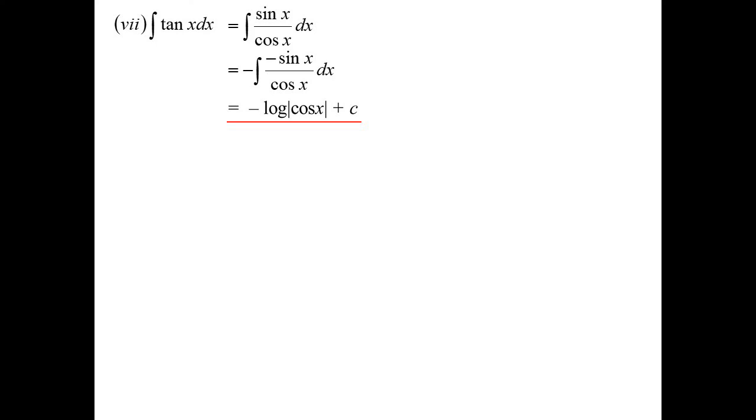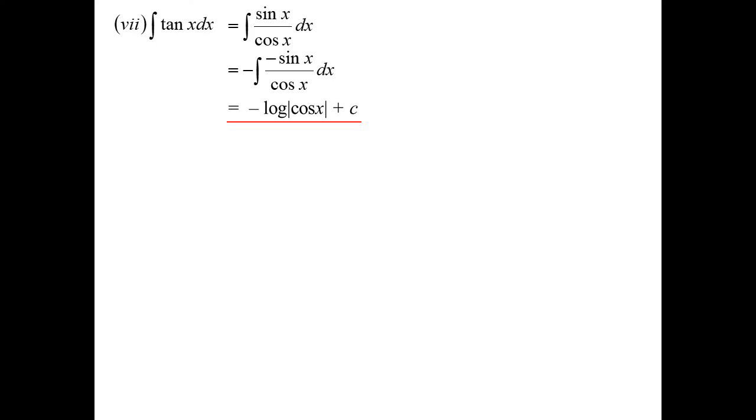Okay, integral of tan x then. Well, if I rewrite tan x as sine on cos, I now have a situation where I can create derivative on function. It's not quite there, because the derivative of cos is of course minus sine. So I could rewrite that as the minus of the integral of minus sine on cos. But I now have the derivative on the function. So I know it will be the minus the log absolute value of cos.